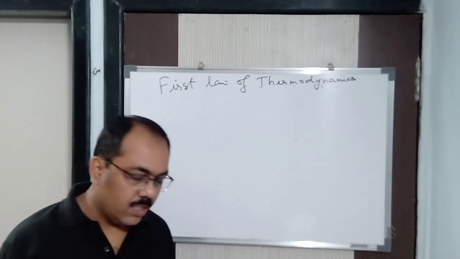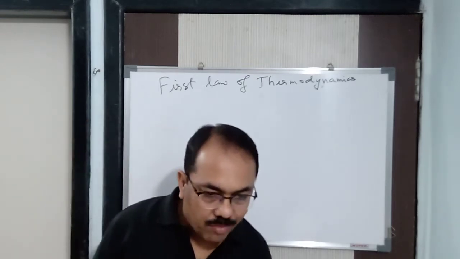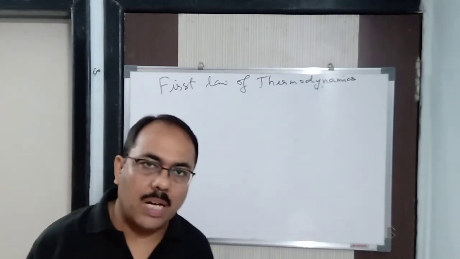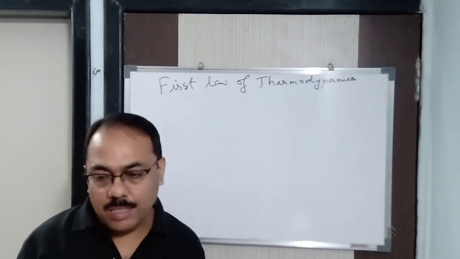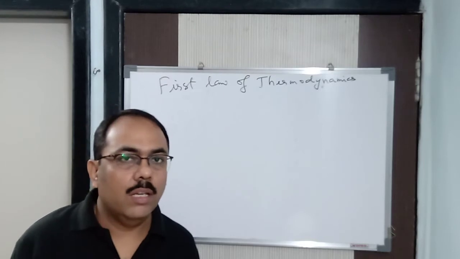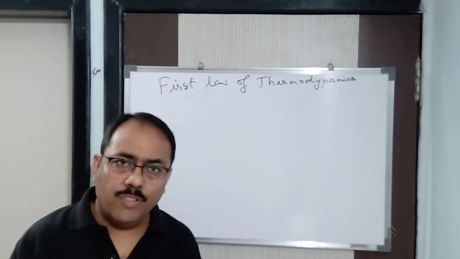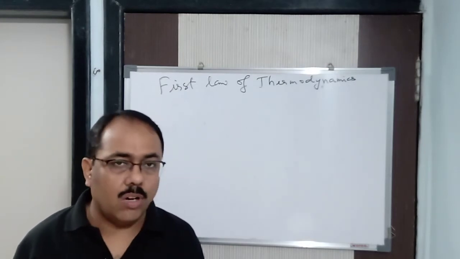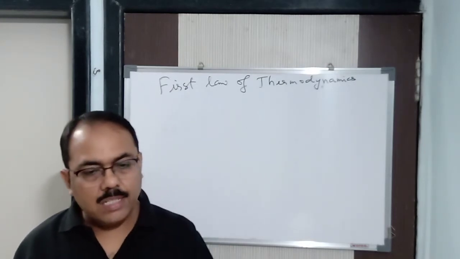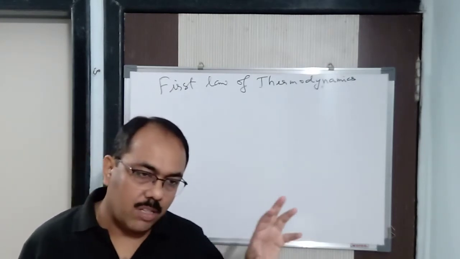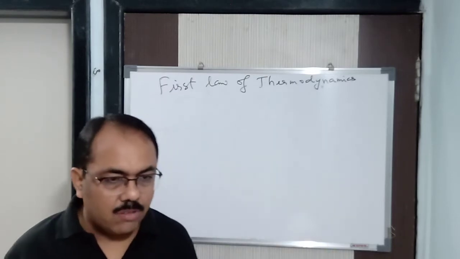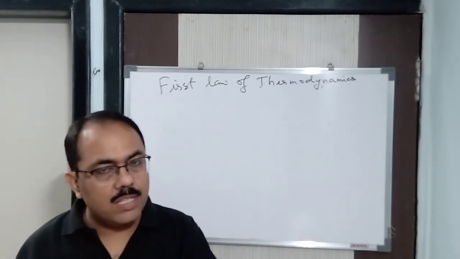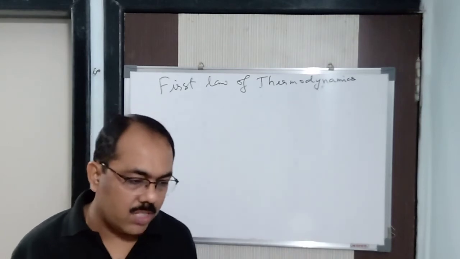We can say that the first law is in accordance with the law of conservation of energy or law of conservation of mass. The law of conservation of mass is also the same thing. That is, mass cannot be created. The total mass before the reaction is equal to the total mass at the end of the reaction. In other words, the mass of the reactant is equal to the mass of the product, which you have already studied. Now, the first law is in accordance with this particular law of conservation of energy.